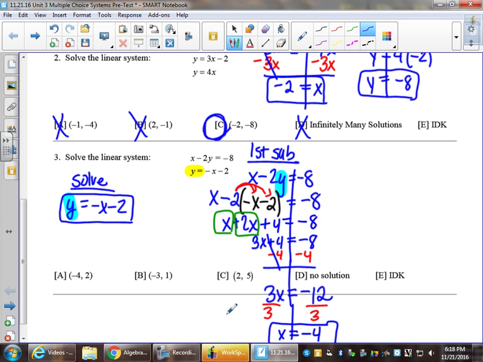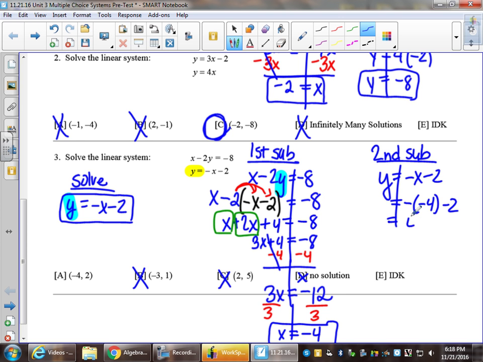Process of elimination, only one has x equal to negative 4. But just in case we made a mistake, you should really make sure you go find the y value and make sure that we match. So for second sub, this is already solved for y. Negative x minus 2 becomes negative 4 minus 2. Positive 4 minus 2. Y equals 2, and we match.